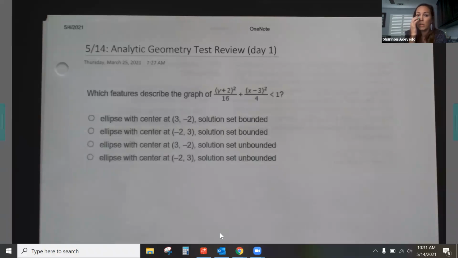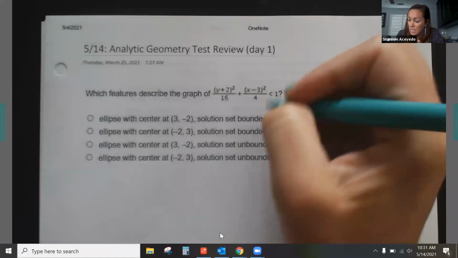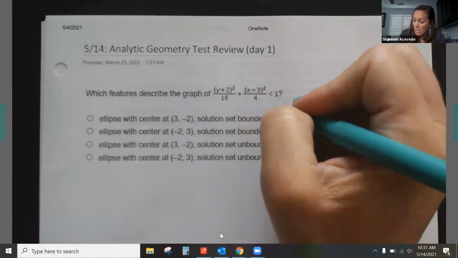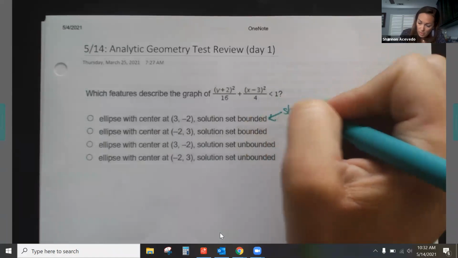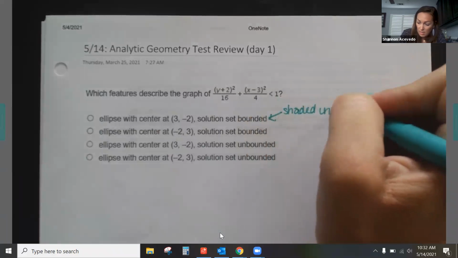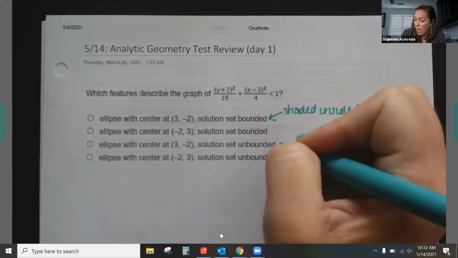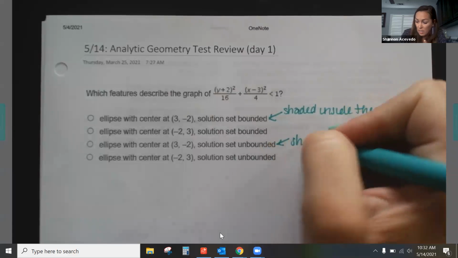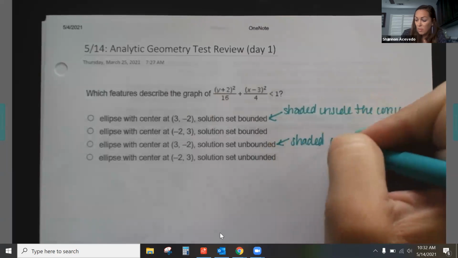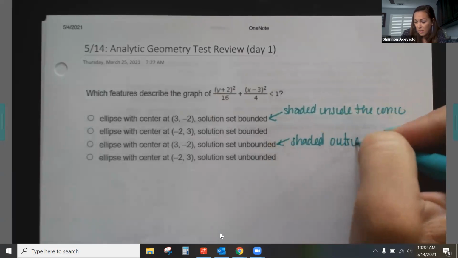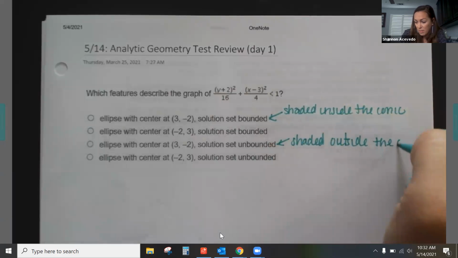All right, so let's rock and roll with our first one. All of these, you can graph them. Personal preference. When I look at this, some vocabulary, some things that we struggle with: when we talk about something that's bounded, bounded means it's going to be shaded inside the conic, where unbounded means it's shaded outside the conic, whatever it is.